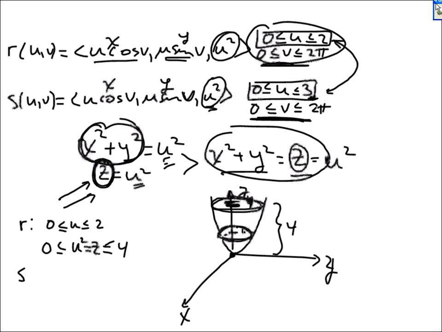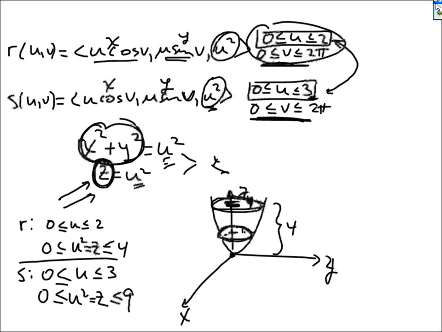Now, when it comes to s, they tell me that u is between 0 and 3. So if I square all three sides, I get that u squared is in between 0 and 9. And u squared is z. So here's the difference: z can go higher. It didn't just have to go up to 4. Z can go up to 9 now. And you just get a circle up there of radius 3. You get that and everything below.